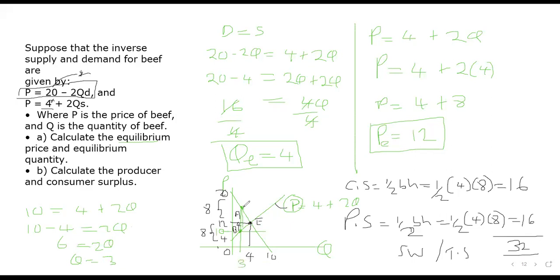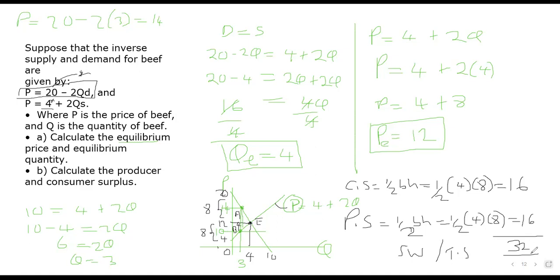And this 3 now, you put it in the what? Demand function. Our demand function was 20 minus 2Q. So where there's Q, we put a 3. So you put a 3 there, it will be 20 minus 6, which is 14. So this will come at 14.